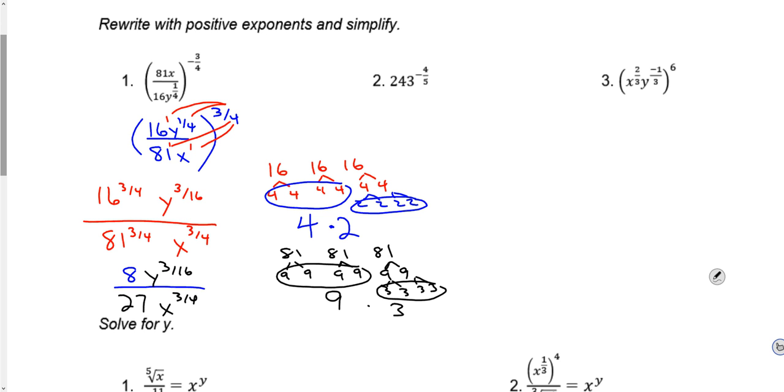So right away, it's got a negative. So let's fix it first. If it has a negative, I'll put it over 1 like that so you can see it's on top. So to fix it, we would put it like this: 1 over 243 to the 4/5.